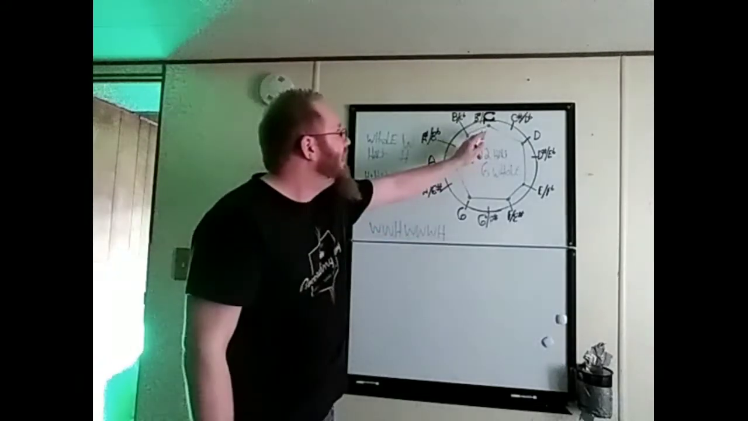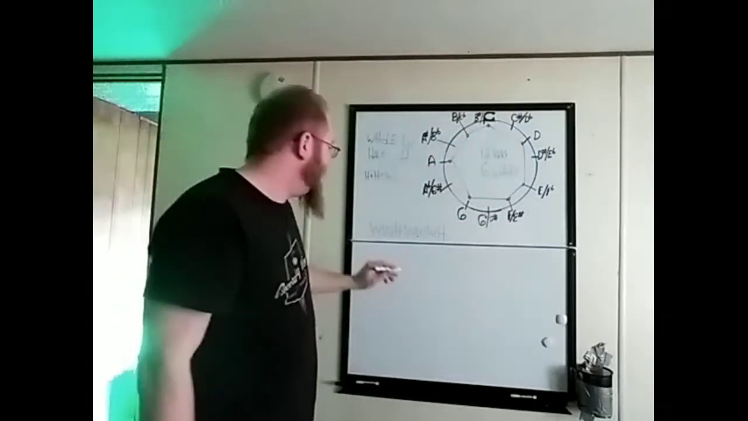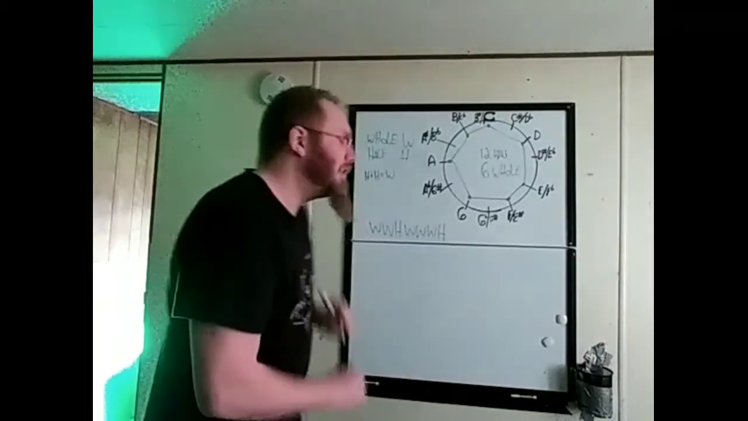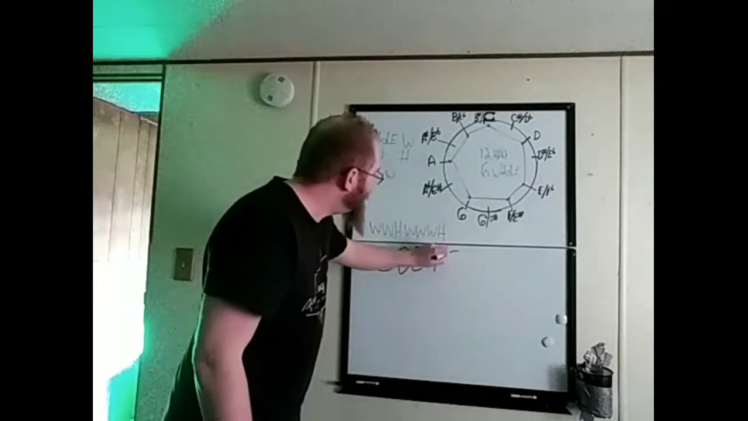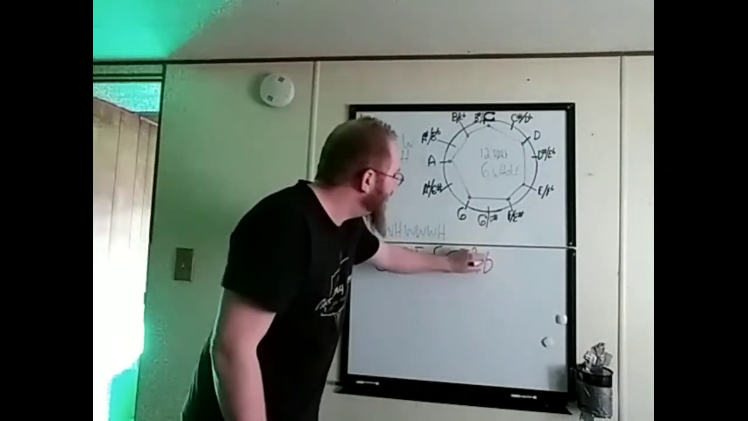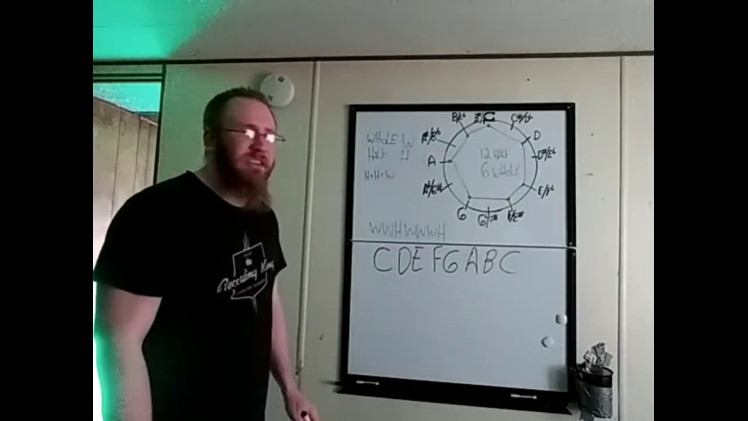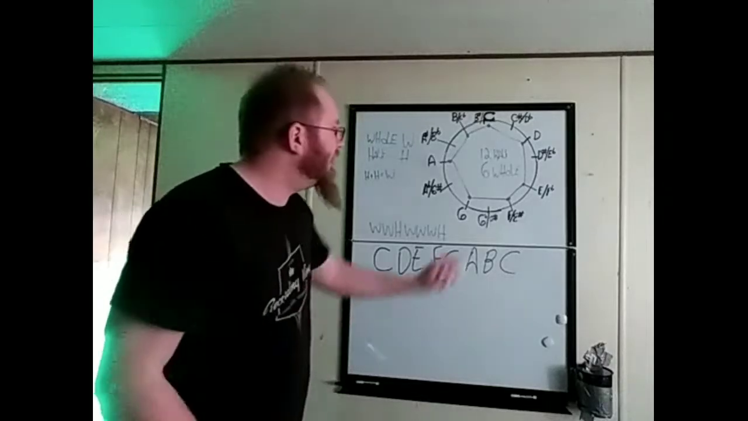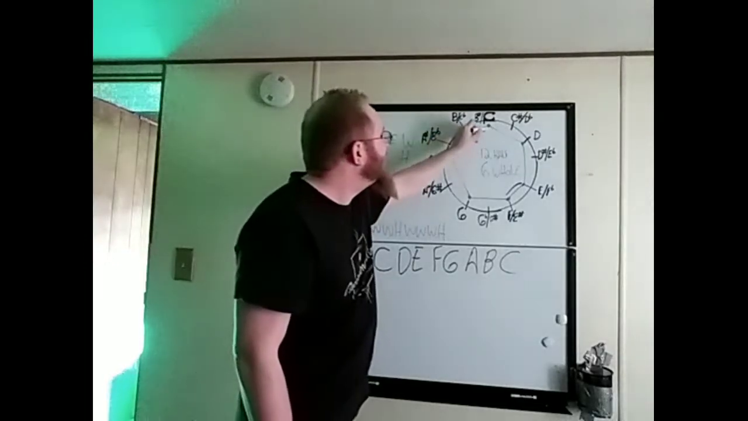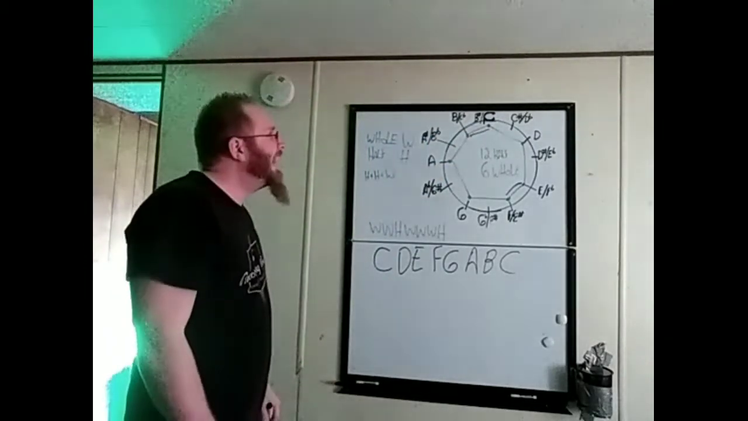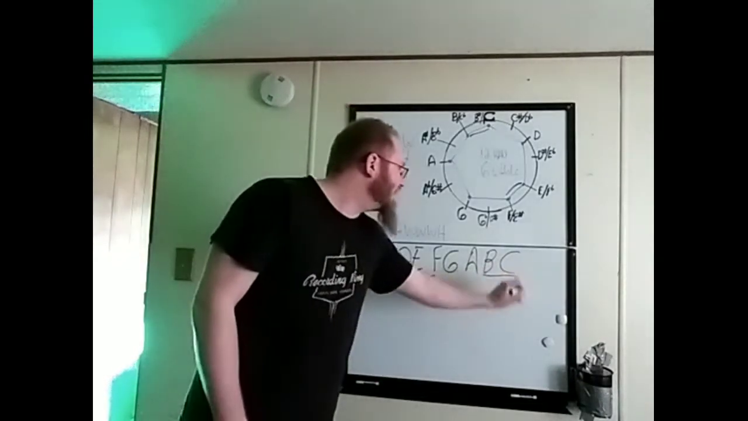So we said that your C scale is C, D, E, F, G, A, B, C. So let's use a different marker. C, D, E, F, G, A, B, C. Where were the half steps with this? Well, if you look up here on the chart, we had E to F and B to C. Those were your half steps. So we had E to F, B to C.